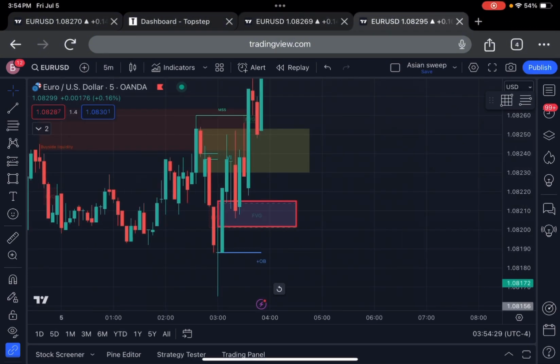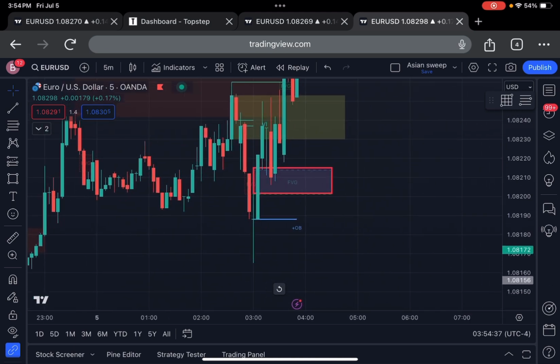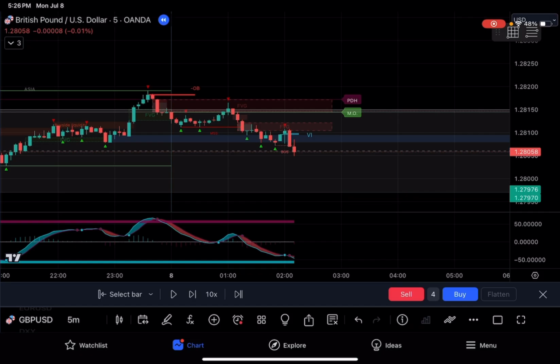So now what is a fair value gap? A fair value gap has a 3 candle formation with an expansive middle candle causing a gap between the wicks of candle 1 and 3. So if you look at the example here, there's a first candle, second candle, third candle, and you see a gap right here. So a unicorn model always comes with a fair value gap and a breaker block.